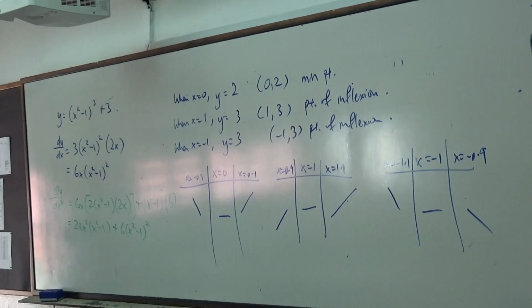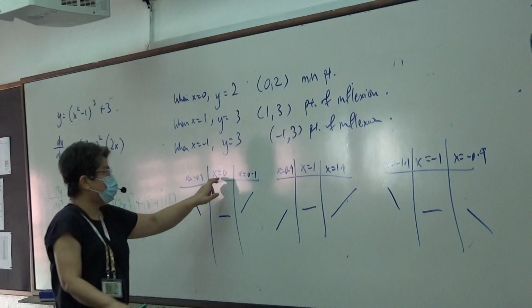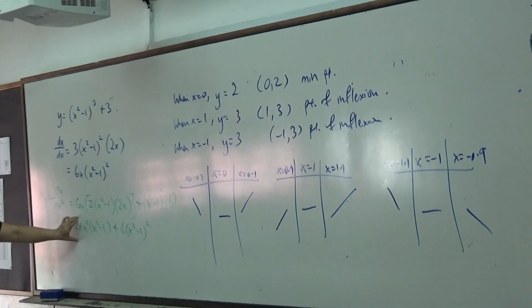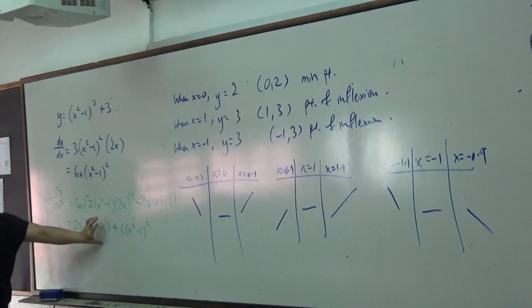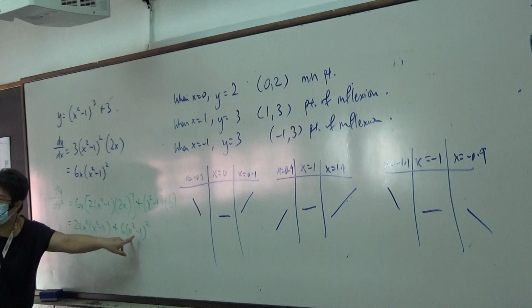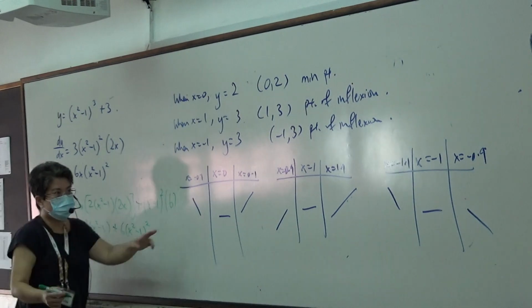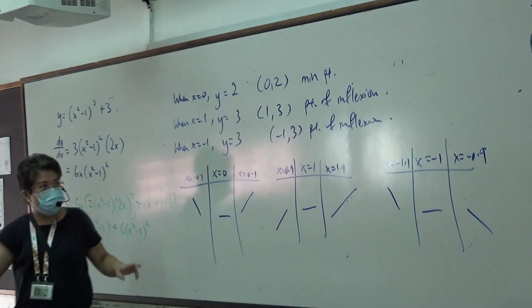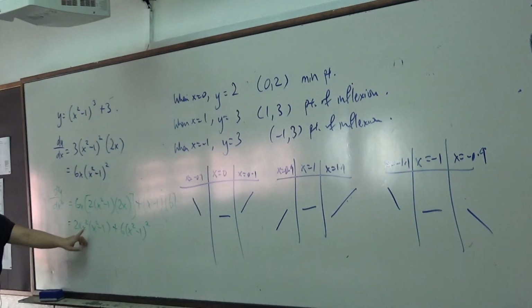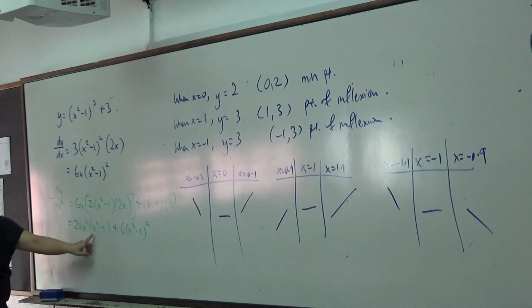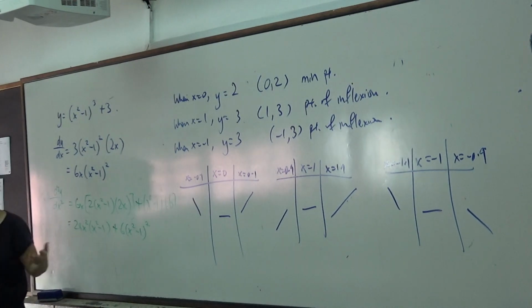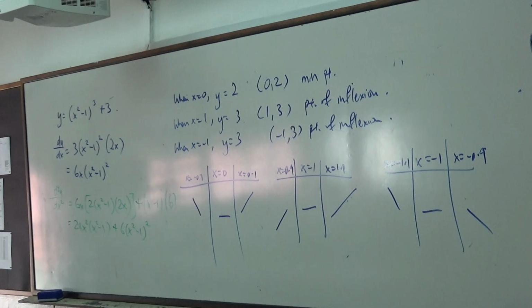Now, if I use the second derivative when x is 0, can you see this is 0? When this is 0, this is 6. So this is positive. It is still a minimum point. How about when x is 1? You can see it's 0. This one also 0. You cannot conclude anything.